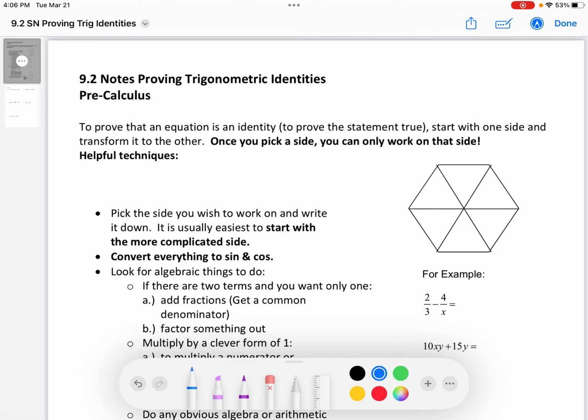This is just the for example column on the front page. The examples on the rest of the pages will be on a separate video file.